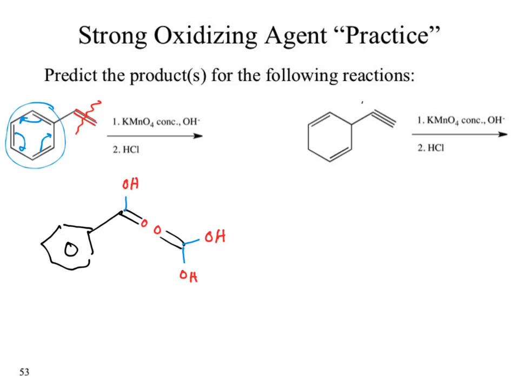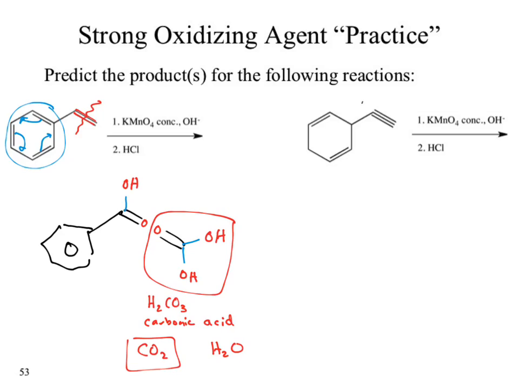You might say, well, we form this structure. What is that structure? Oh, that's why I've seen it before. You get two products. You get that carboxylic acid and you get CO2.